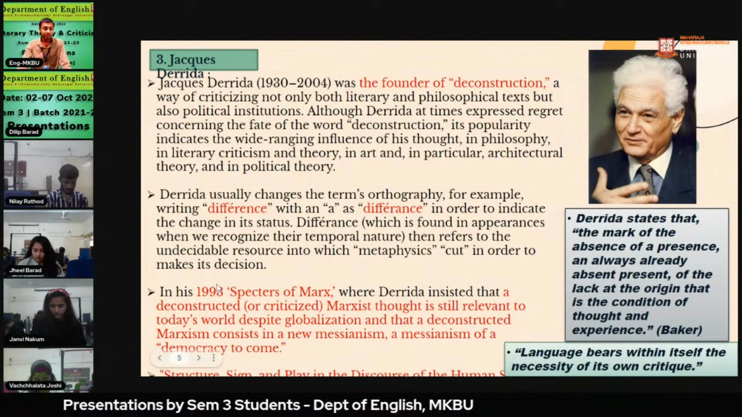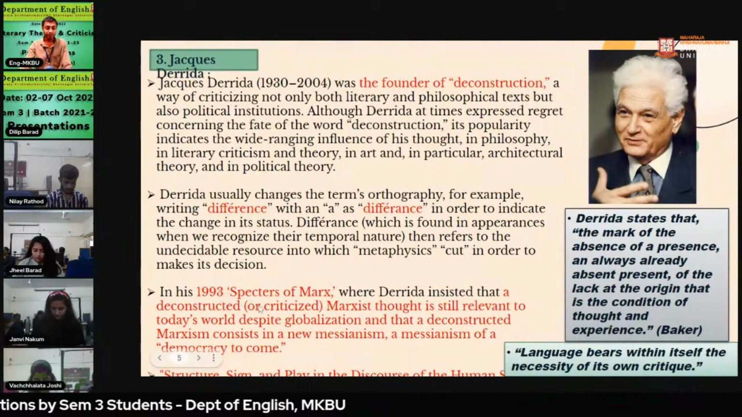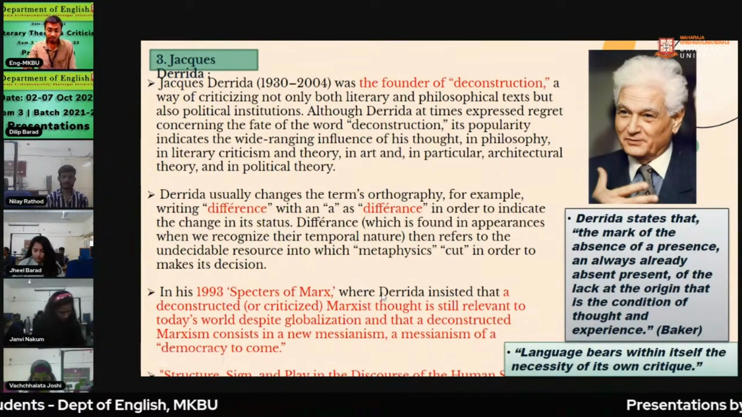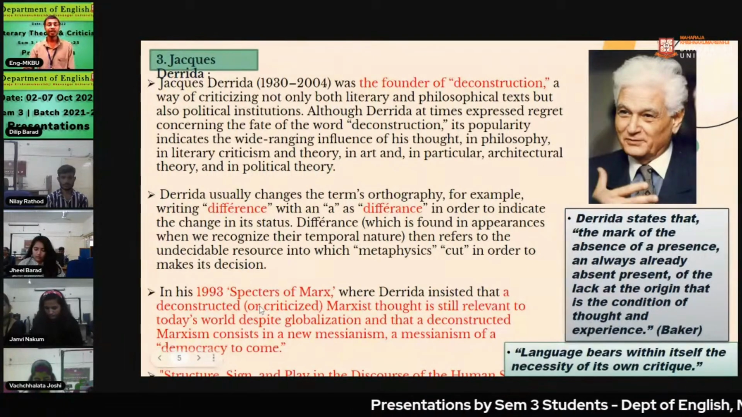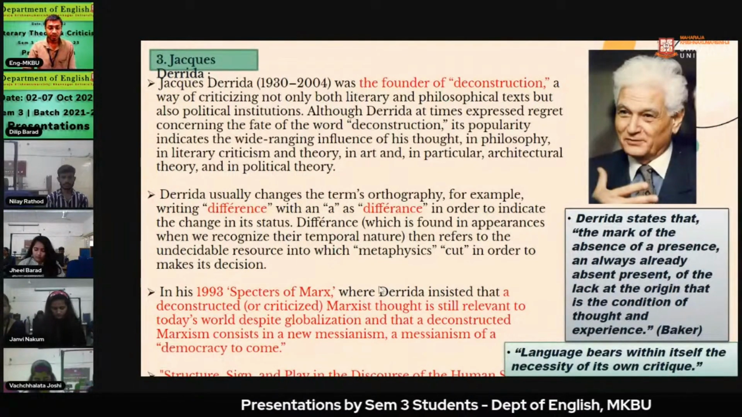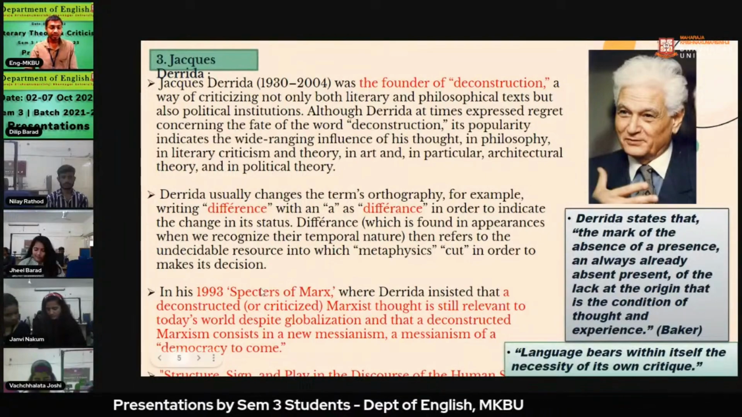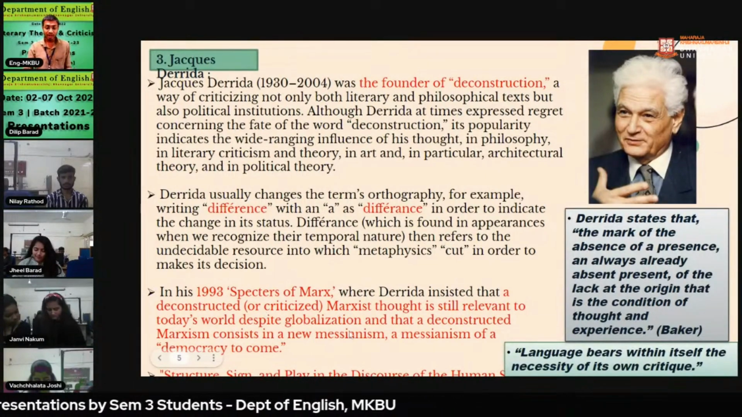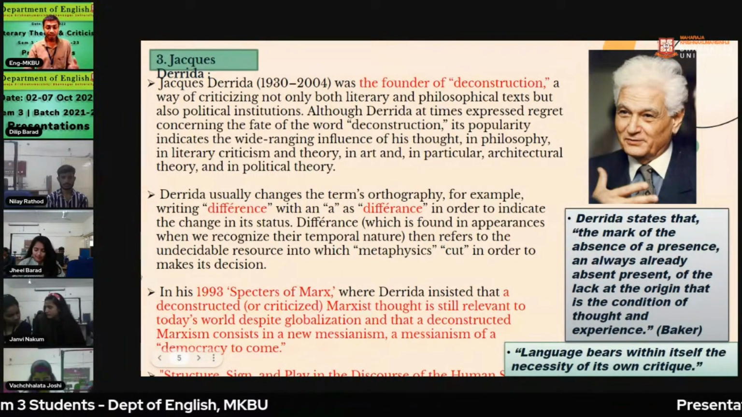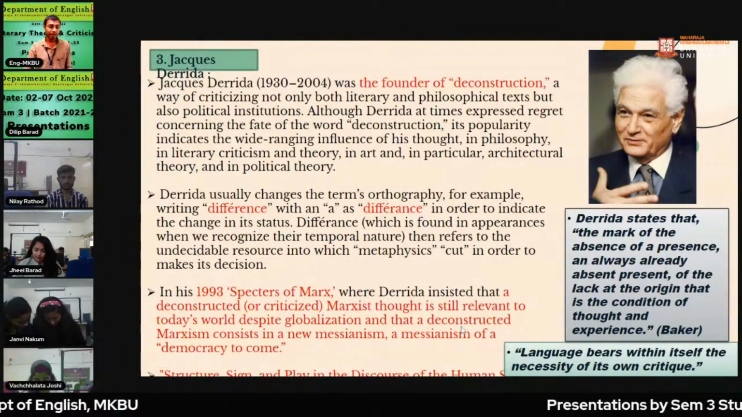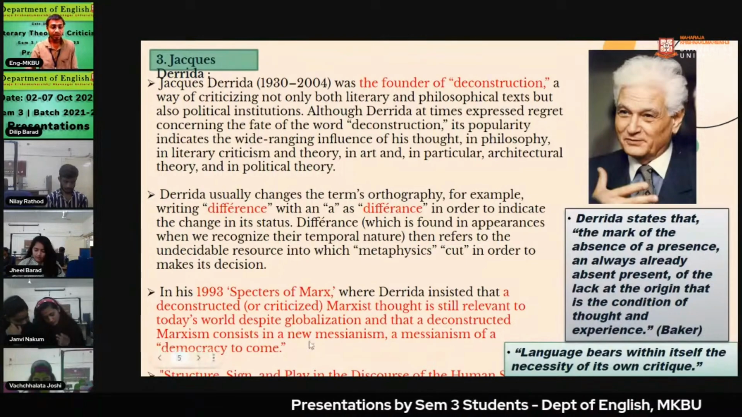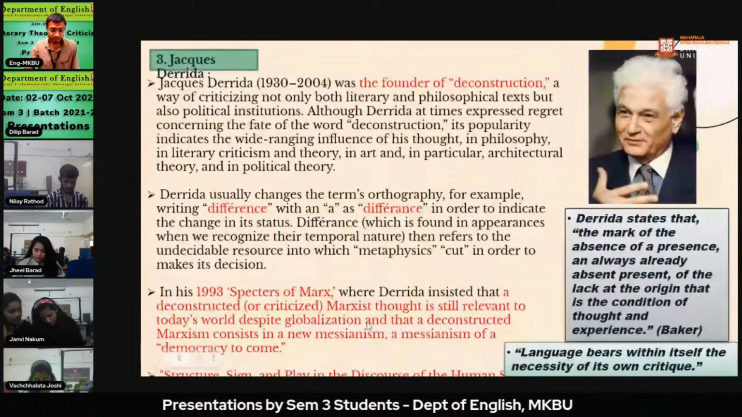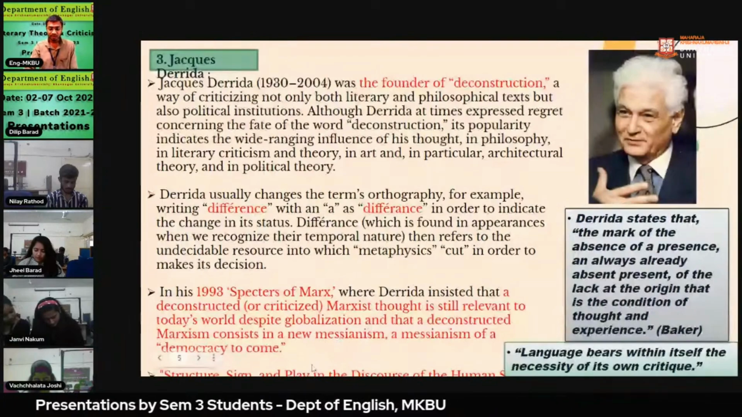And the third, in his 1993 Spectres of Marx, the Marxism reference is coming here. So he wrote a book, Spectres of Marx, published in 1993, where Derrida insisted that a deconstructed or criticized Marxist thought is still relevant to today's world despite globalization, and that a deconstructed Marxism consists in a new messianism of a democracy to come. And the discourse on structure, sign and play is also taken here.